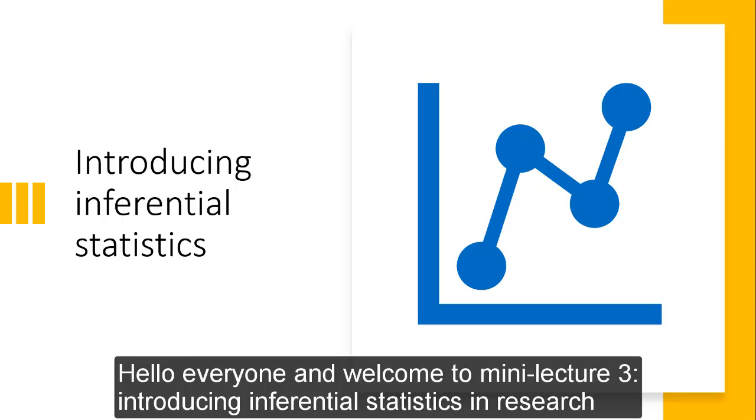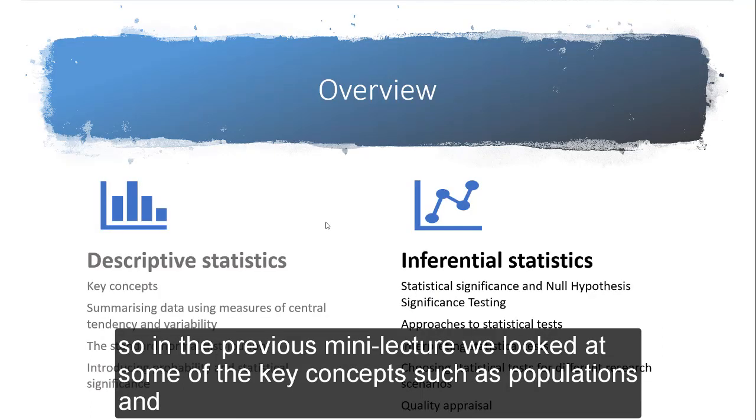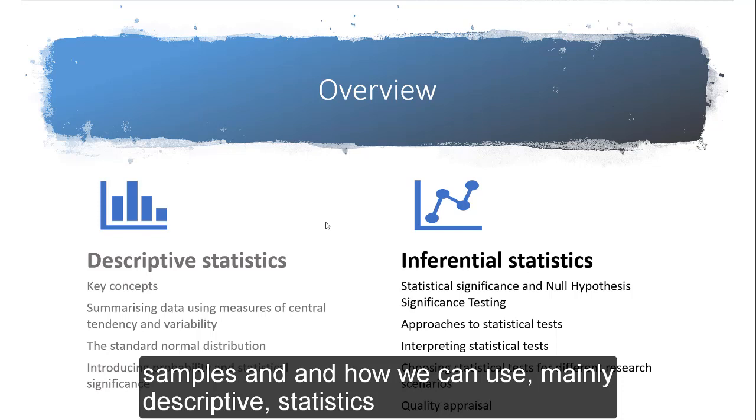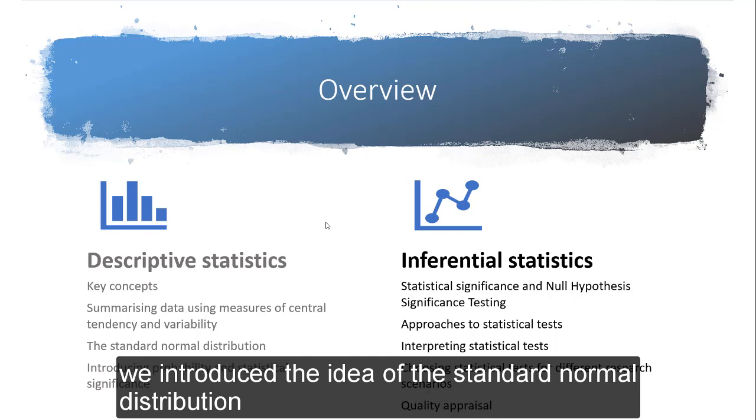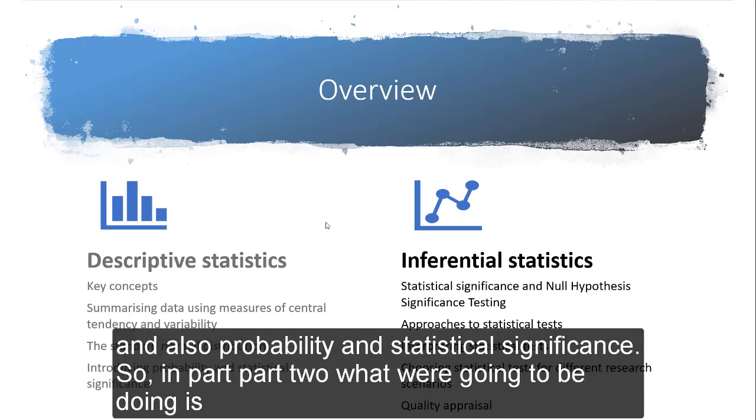Hello everyone, and welcome to mini lecture 3, Introducing Inferential Statistics in Research. So in the previous mini lecture, we looked at some of the key concepts, such as populations and samples, and how we can use mainly descriptive statistics to help us summarize data using measures of central tendency and variability. We introduced the idea of the standard normal distribution and also probability and statistical significance.